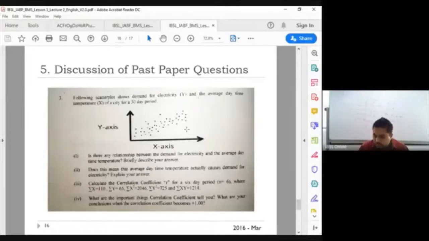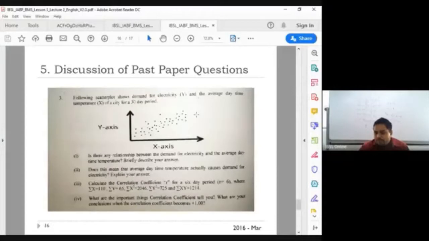However, if you just eyeball it from x-axis to y-axis, when the x values are smaller, you may see smaller y values. When x values are larger, you see larger y values. So this is a classic example of a positive relationship. So this means that the higher the temperature, more power is used.